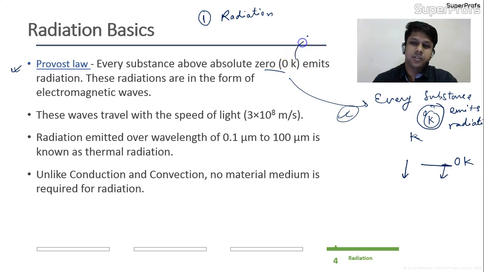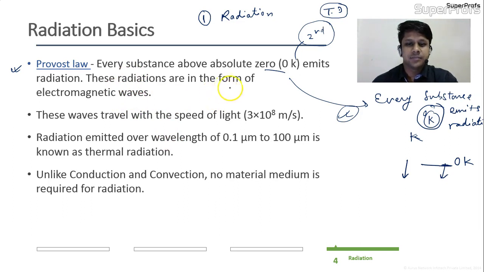This is the second law of thermodynamics also. We cannot reach below 0 Kelvin. So you can prove these things with Clausius and Kelvin-Planck statement. I'm not going to discuss those things because they are part of thermodynamics. So we can say every substance in this universe emits some radiation.